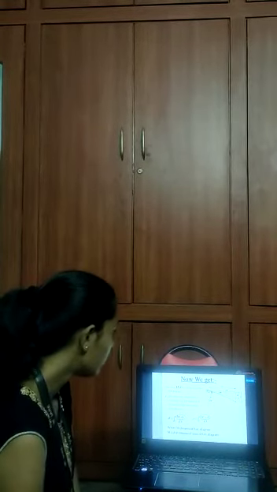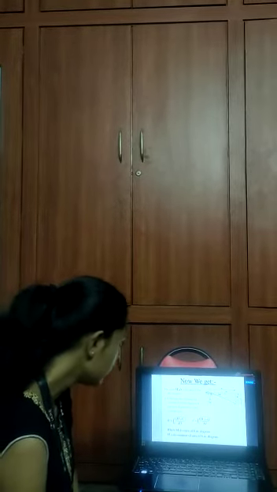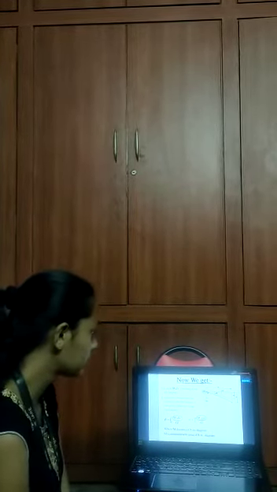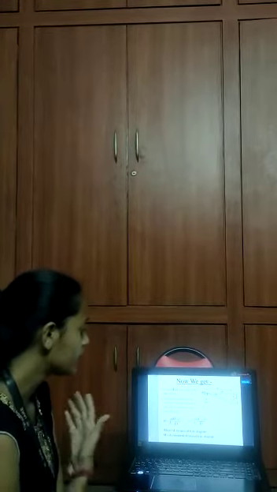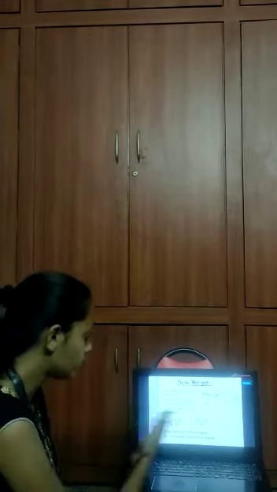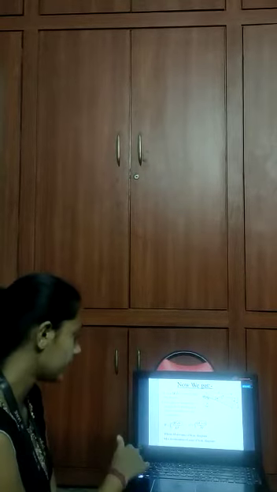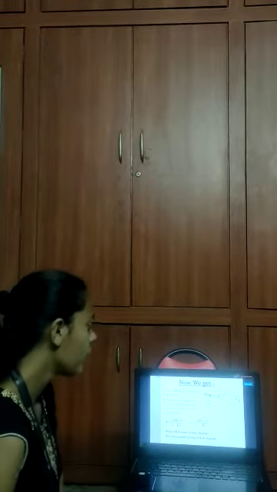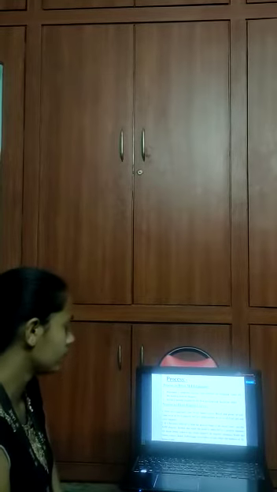The value M into ds is the area of the BM diagram. X is the lever arm between the centroid of the bending moment diagram and the point of deflection under consideration. Theta equals the integration from A to C of M ds by EI, which equals the integration from A to C of M into x into ds by EI, where M into ds is the area of the bending moment diagram and M into x into ds is the moment of the area of the bending moment diagram.